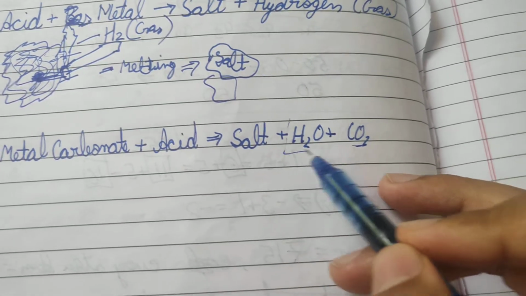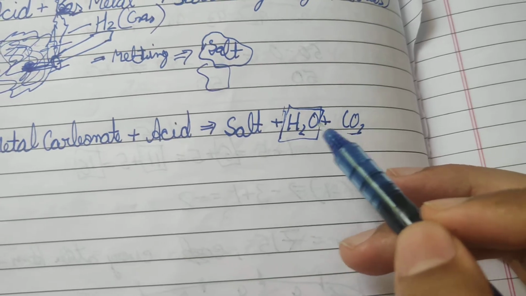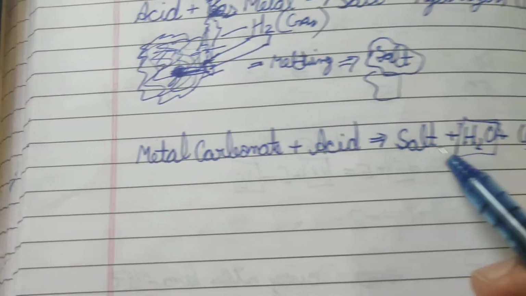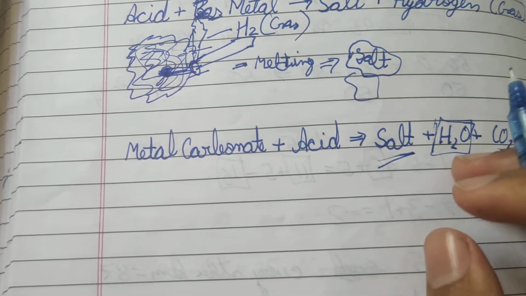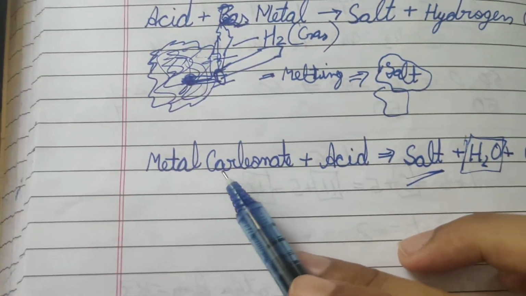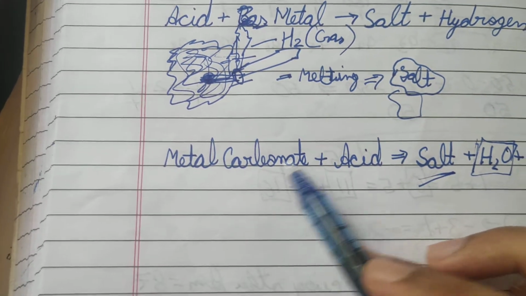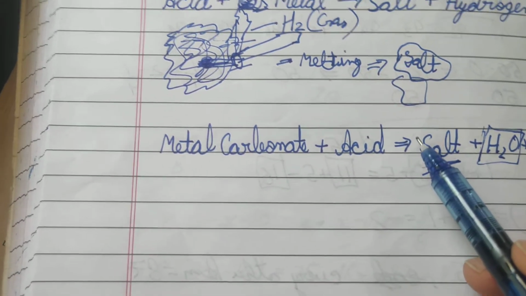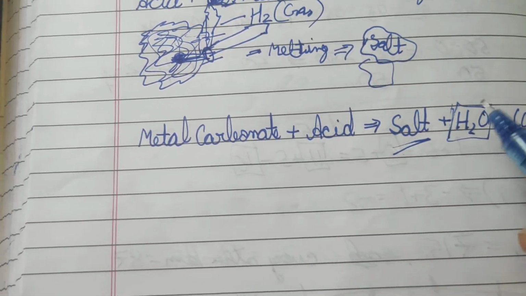One more thing that is released is H2O, that is water. So you just need to remember water. Salt will always be there. You don't need to remember salt because salt will always be there, right? What you need to remember is this carbonate, because it is mixed with carbonate, so carbon dioxide will be released, right? And what you need to remember is that water will also be released apart from this.